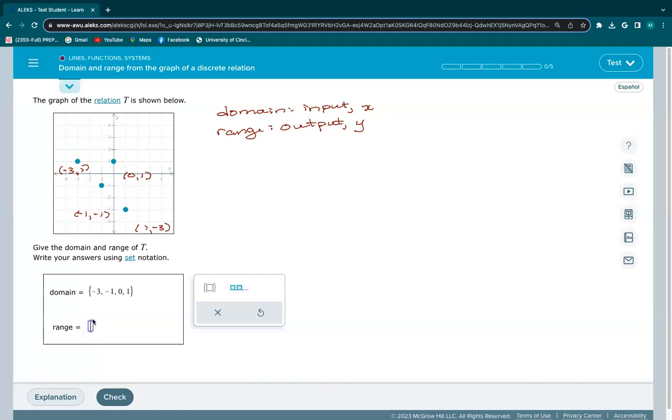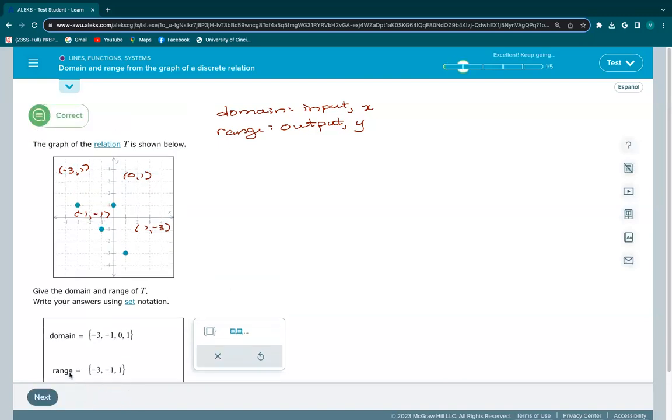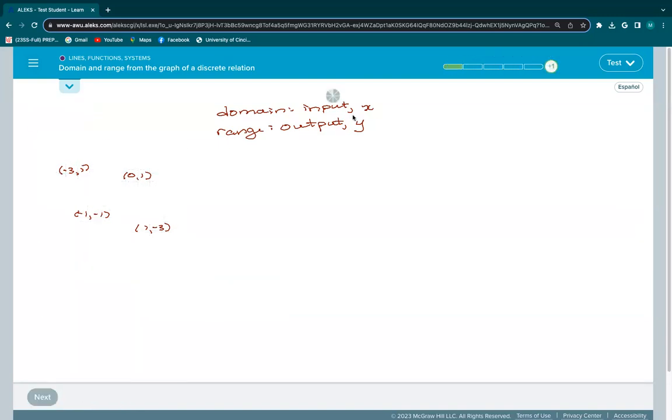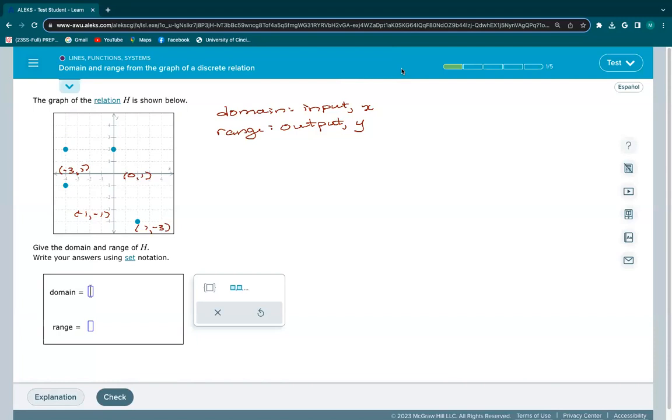And then the range, I'm just looking for the y's. Yet again, I do need the braces. Generally it's a good habit to go from lowest to highest. So I have a -3, I have a -1, and then I have 2 of them at 1. I only need to write that 1 once because it is covered with both of those. We will check our answer, and we will get our next problem clear.